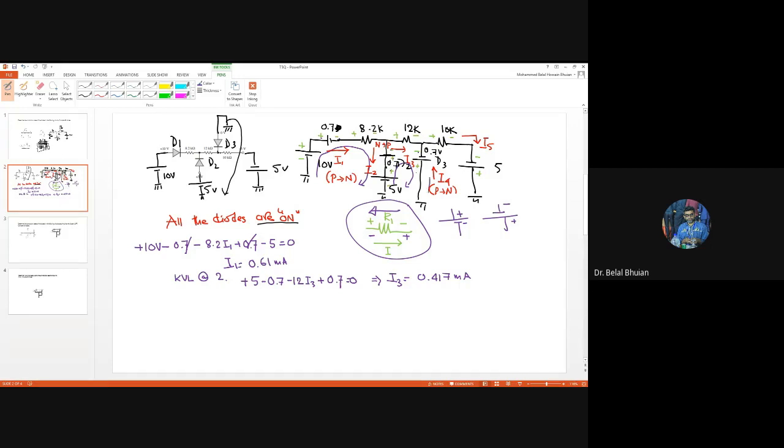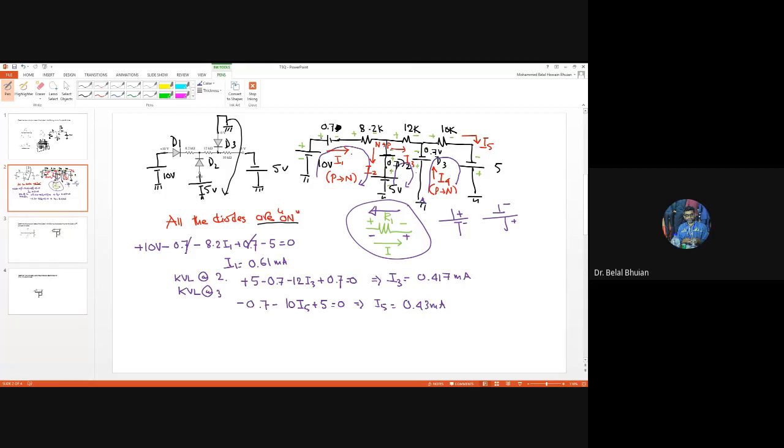Then if I apply KVL in the third loop, I'm going to start from here. KVL at 3: minus 0.7 because I go from high to low, and then high to low, minus 10 I5, and low to high plus 5 equals 0. What do we get? 0.43 milliampere. Now I already know 3 current components.